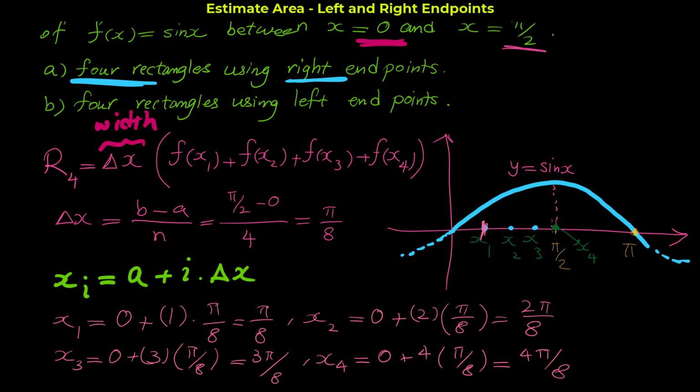And attention, 4 pi over 8 can be written also as pi over 2, which, as I mentioned before, shows the right endpoint of the interval. So this is x4. Now that we have everything ready, we can use the Riemann sum formula for estimating the area under the curve.